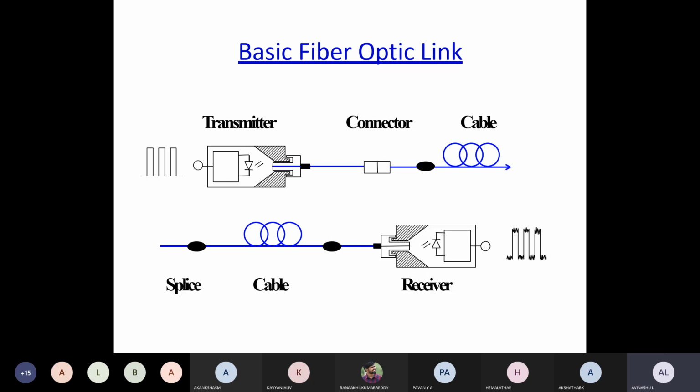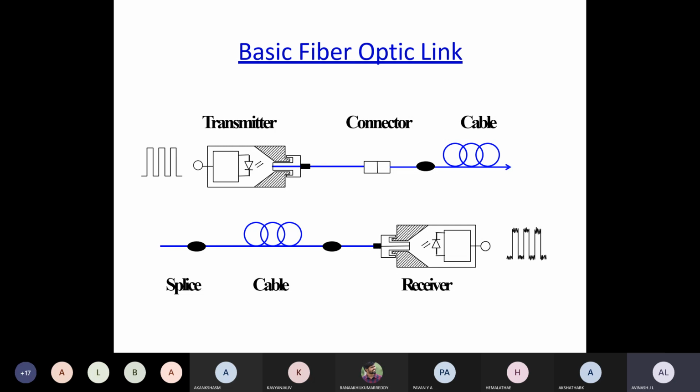Now if the distance between the transmitter and receiver is more, do you think that one cable is enough? No. So we may have to use connectors. We may have to use splicing. All these things will come into the picture. Please make a note of it. Basic fiber optic link.